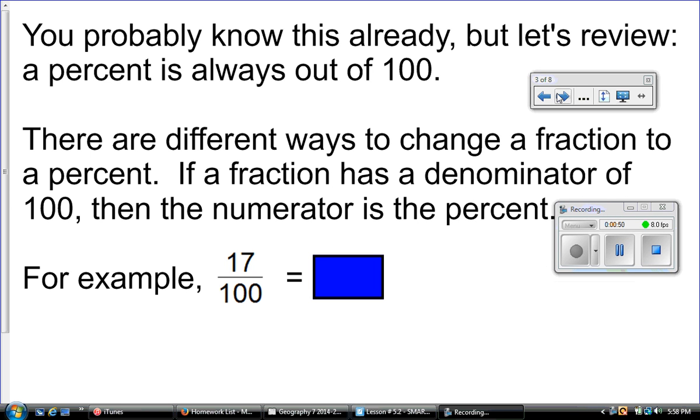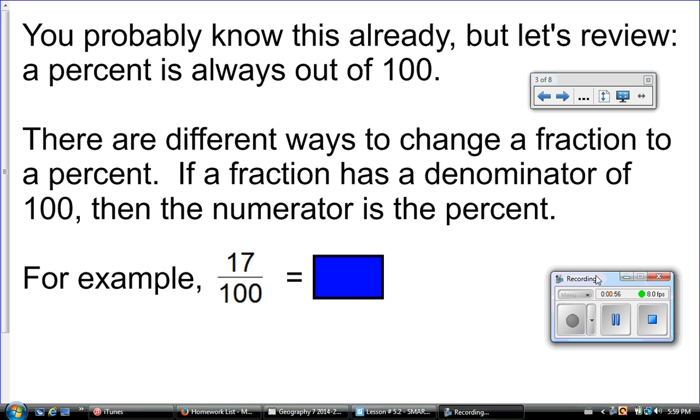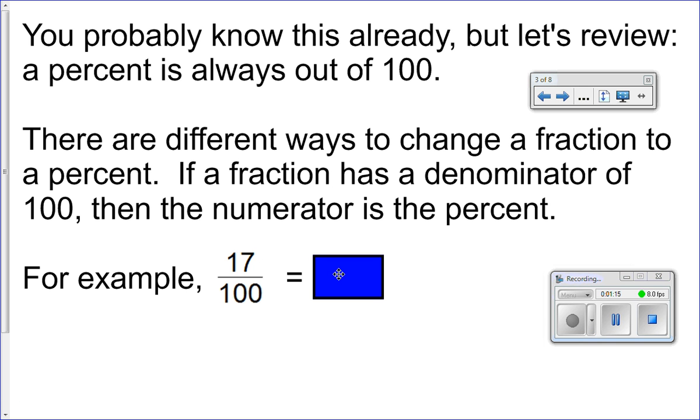You probably know this already, but let's review. A percent is always out of 100. There are different ways to change a fraction to a percent. If a fraction has a denominator of 100, then the numerator is the percent. So, looking at this example, 17 over 100, the numerator is 17, so that means that 17 over 100 equals, you guessed it, 17%.